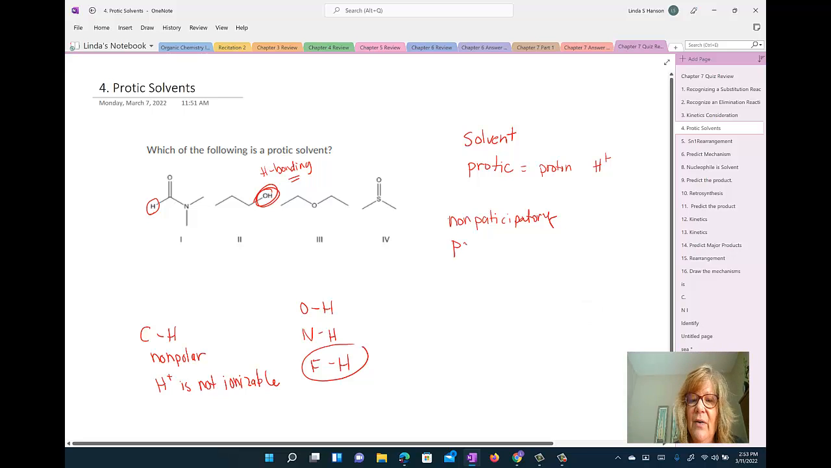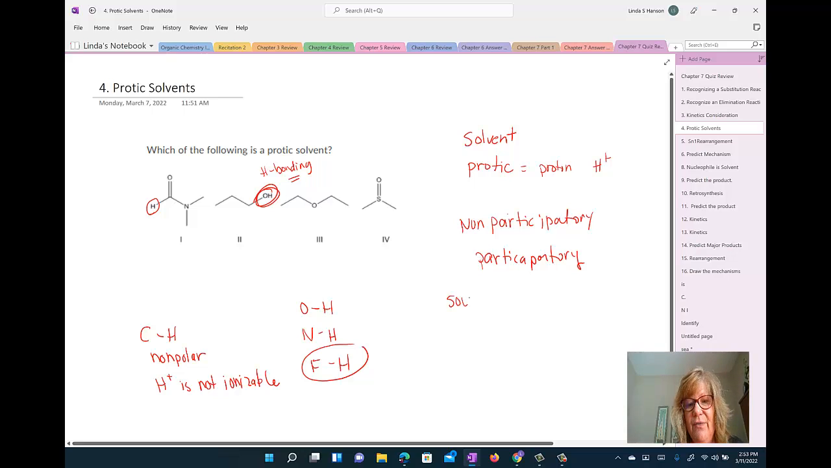You can also have what is referred to as a participatory reaction. Non-participatory, which is again just dissolving the medium and not partaking in the reaction, or participatory solvent, which means it is actually involved in the reaction.